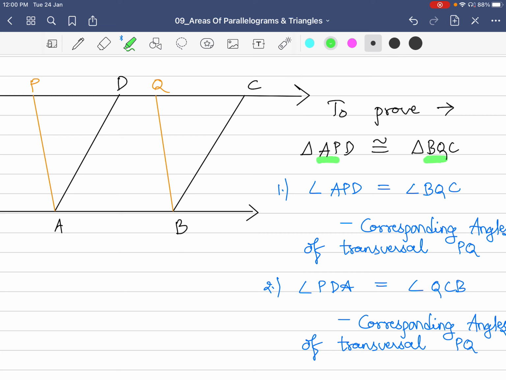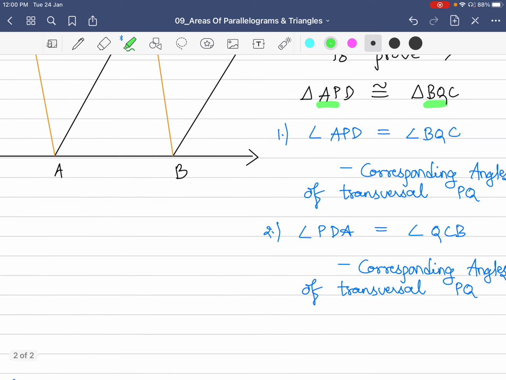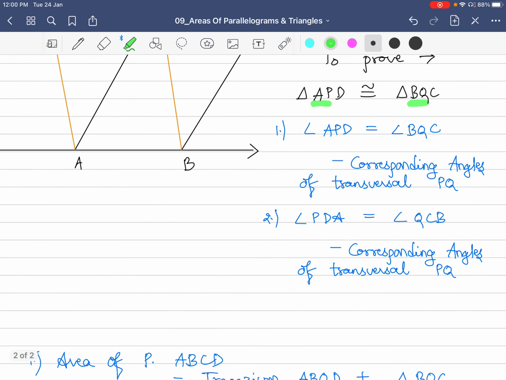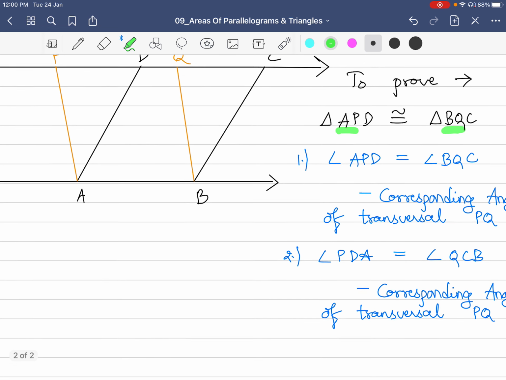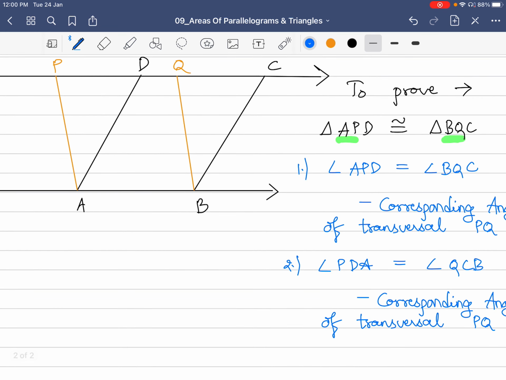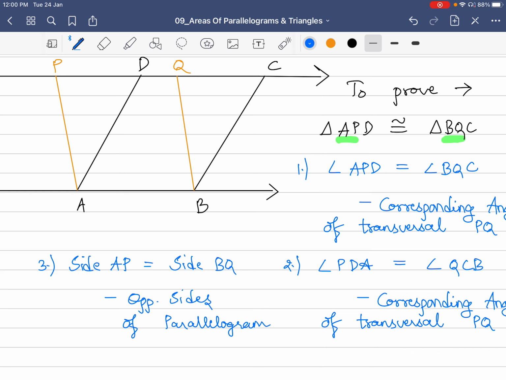Why? Because they're opposite sides of the parallelogram, and we know that opposite sides of a parallelogram are equal and parallel to each other. So that is going to be my point number 3. We'll just make a note here itself. Point number 3: side AP is equal to side BQ. Why? What is the reason? Because they are opposite sides of a parallelogram. So we have one angle, we have a second angle, and we have a third side.